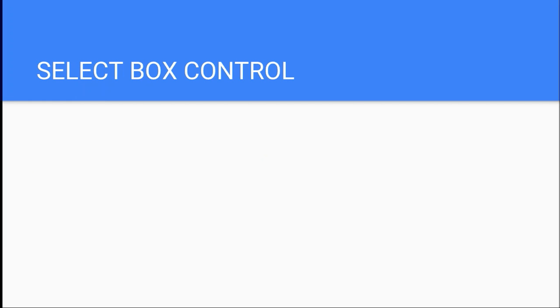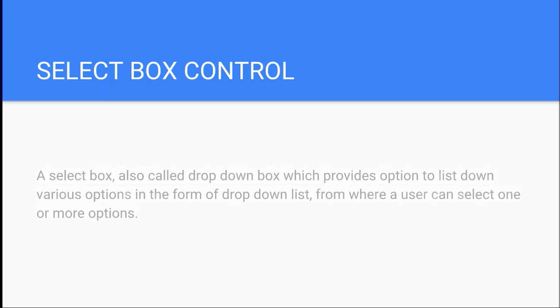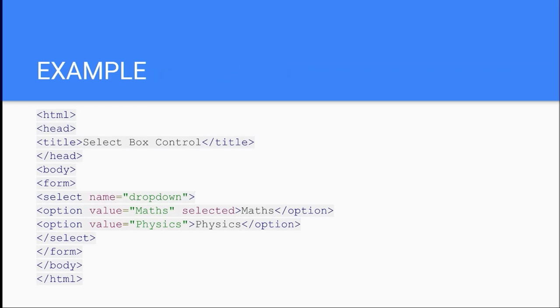And the next option is select box control. A select box, also called a drop down box, provides the option to list down various options in the form of a drop down list, from where a user can select one or more options. Let's have a look at the example here. So here in the form, we have select name drop down, options, value maths, selected maths.